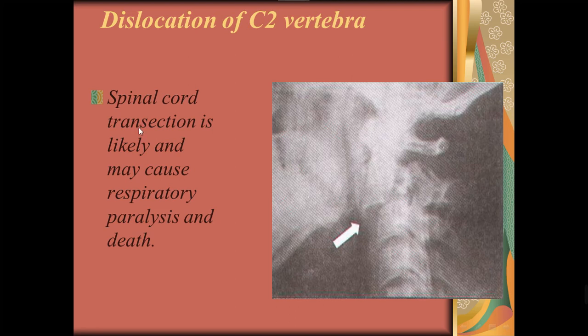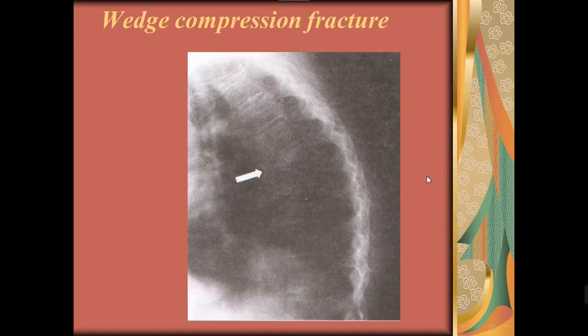For example, you can see in this lateral view of a cervical spine X-ray, a spinal cord transection is likely due to dislocation of C2. This is C1 and this is C2, dislocation of C2 over C3, the malalignment. This one goes anteriorly, and you can imagine that the spinal canal here, the spinal cord may be transected at this level, and as it is a very high level, respiratory paralysis and death may happen due to this injury.